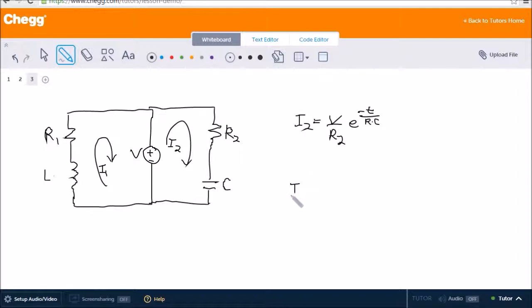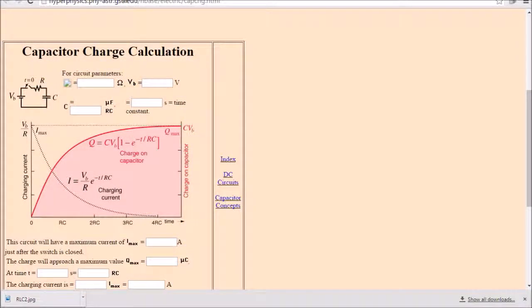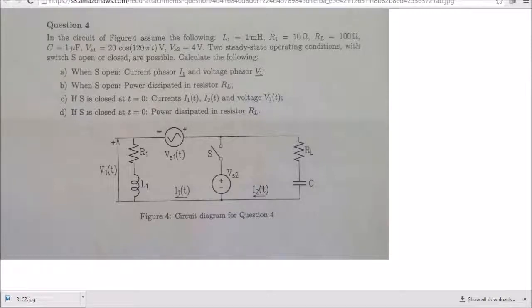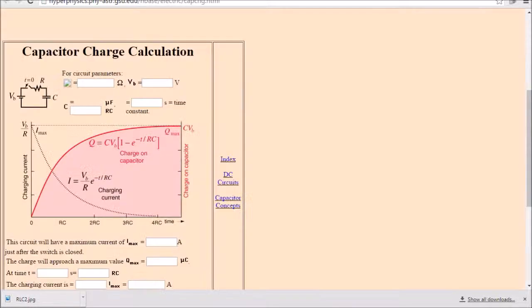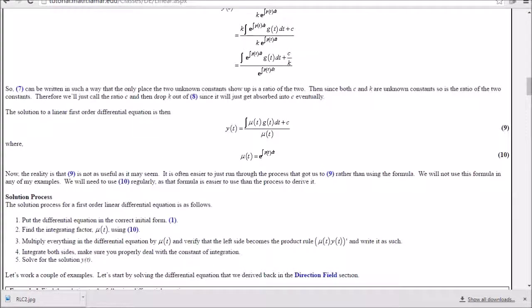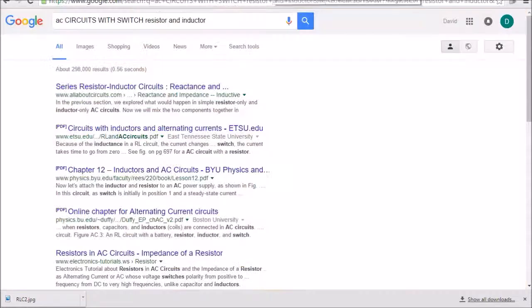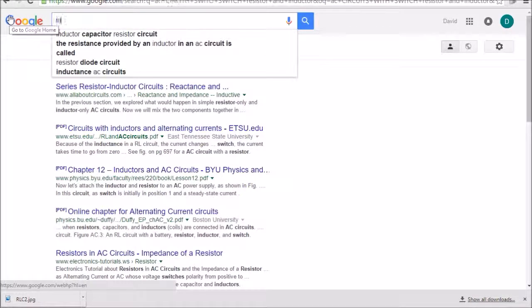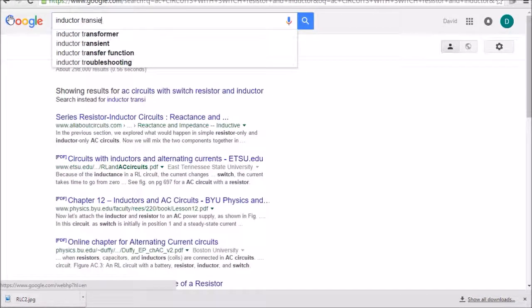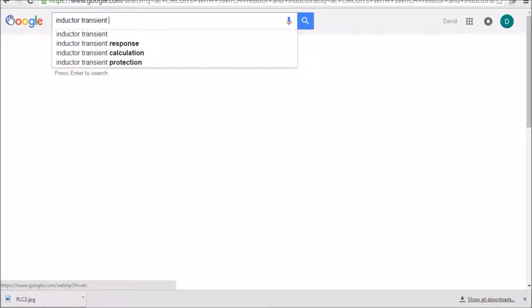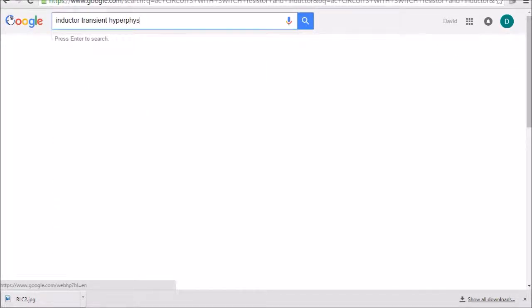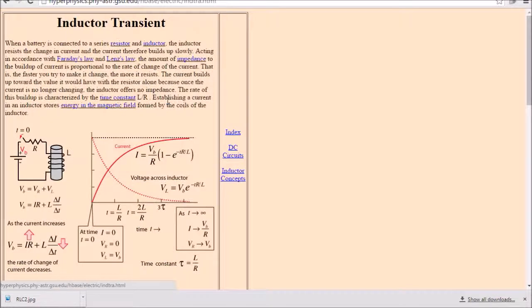I1 will be, let's find where I had the other one. It looks like I accidentally lost it, so we're looking for inductor transient. By the way, most of this information I get is from HyperPhysics, so if you just Google something, they have some very good stuff for you.